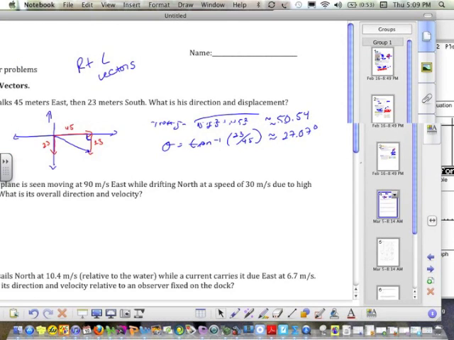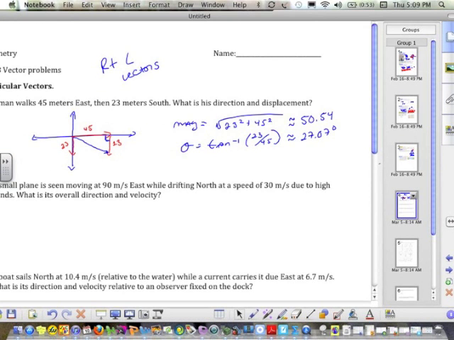Now, when I give my final answer, I want to make sure I pay attention to the units, and I also want to make sure I pay attention to what direction this thing is going. So it is 50.54, and we're talking meters, at a direction that's 27.07 degrees. It's a little south of east. And so that's my final answer. Okay, so the rest of the ones on this page are similar. If you have any questions about them, please let me know and I can work out some other examples.